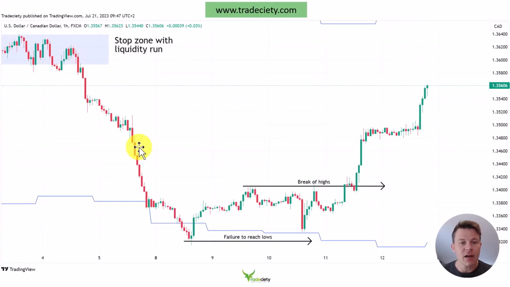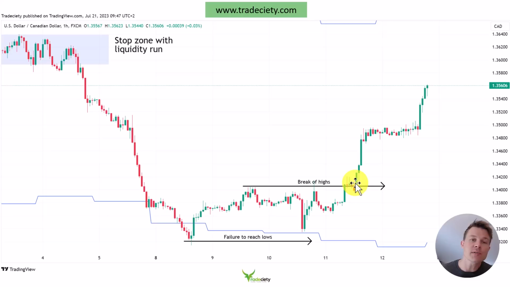Here then you can see after the market runs the stops, a liquidity run, it arrives at the opposite side of the Keltner channel. The price tried to break out of the Keltner channel, but it didn't succeed. The market shot back up. Then you can see we make a high. We have another attempt. The market fails to reach the lows. And then you can see on the breakout out of this inverse head and shoulders, the market started to rally higher.